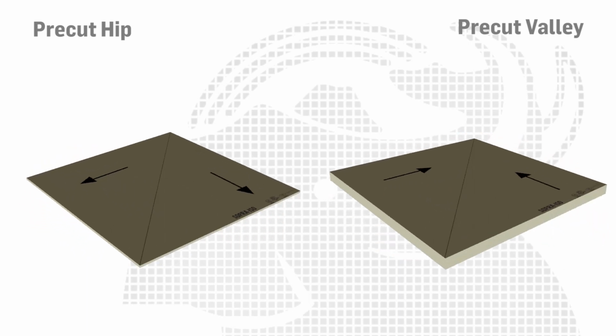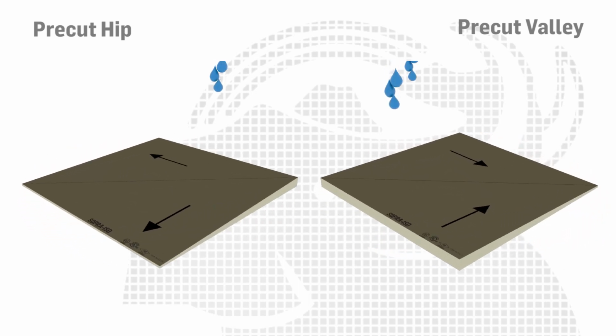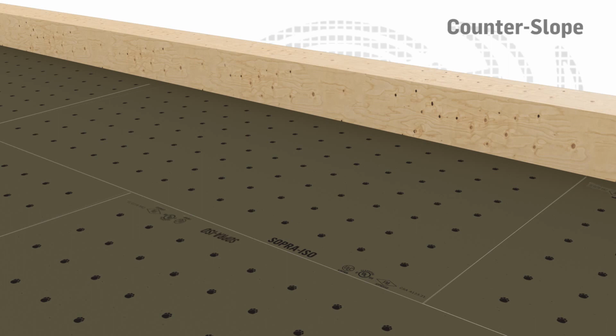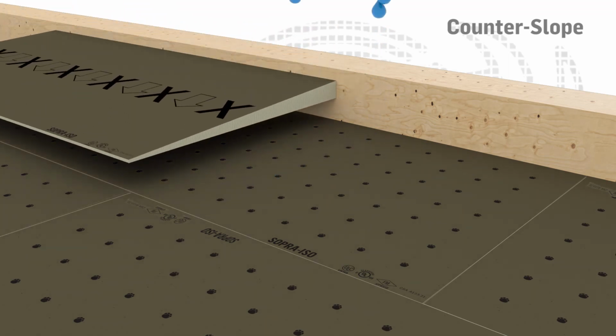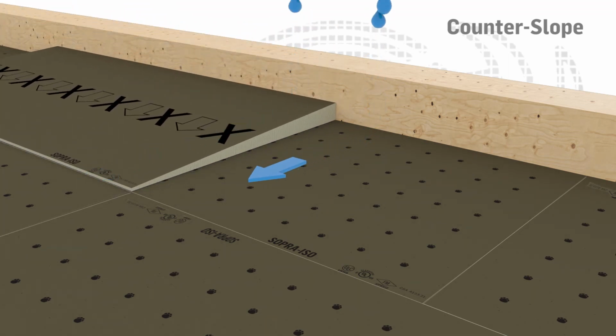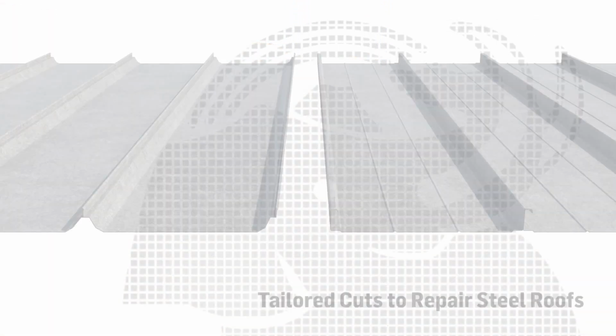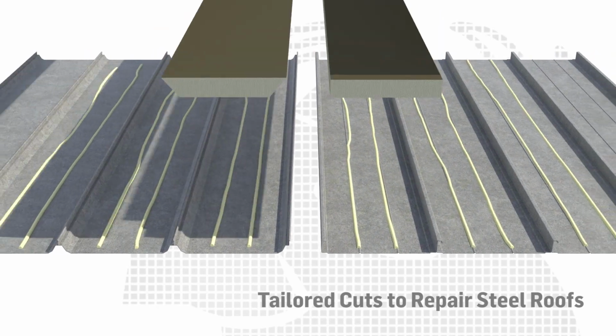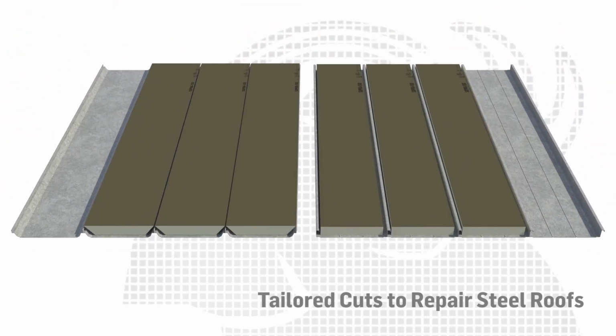SOPRA-ISO hips are pre-cut and factory assembled to avoid mistakes on site. SOPRA-ISO valleys are also pre-cut and factory assembled. And our SOPRA-ISO counterslope at the parapet will increase the speed at which water drains from the roof, thus reducing the risk of ponding water. We also offer tailored cuts for existing metal roof retrofits.